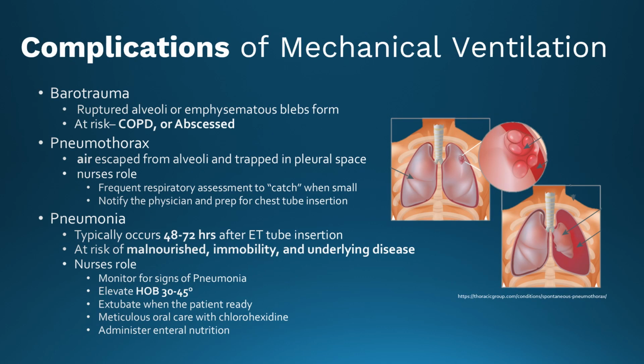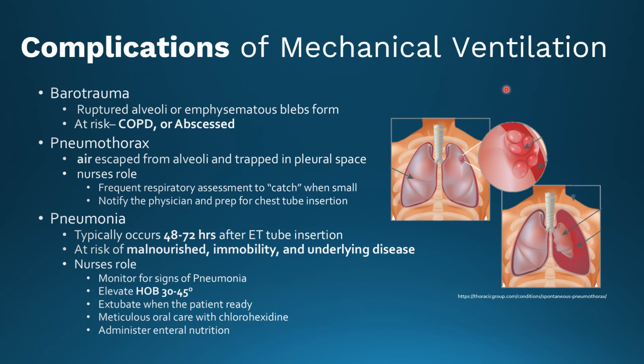There are some significant complications to mechanical ventilation. The first one being something called barotrauma, which is the rupture of the alveoli, or emphysematous blebs form. So that's what is depicted in this picture here. So we have a little bleb of the alveoli. Patients who are at risk of developing barotrauma are patients who have stiff lungs, so patients who have COPD or who have abscesses.